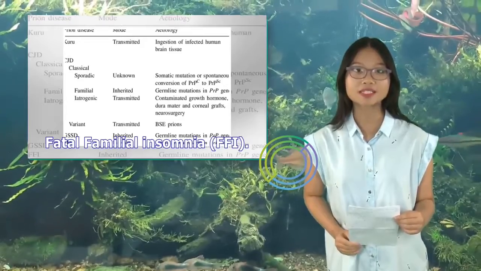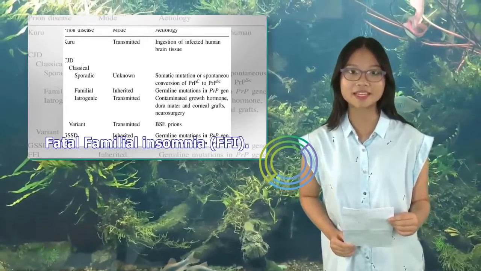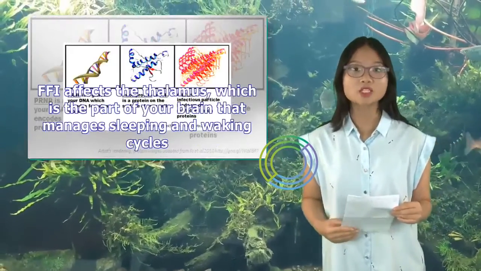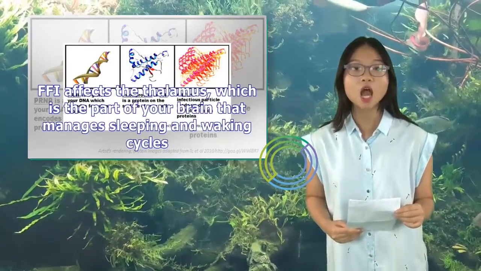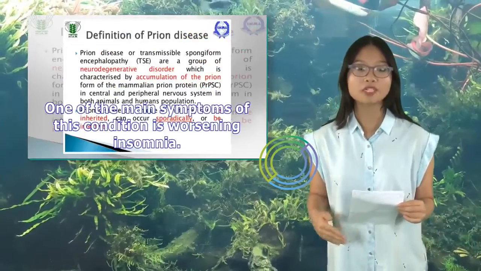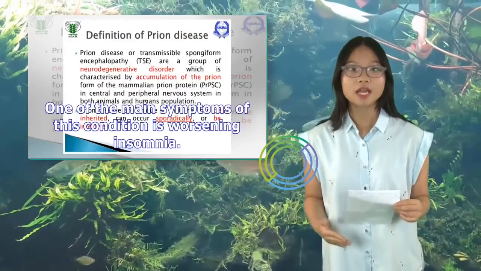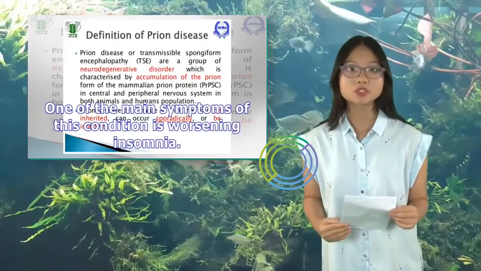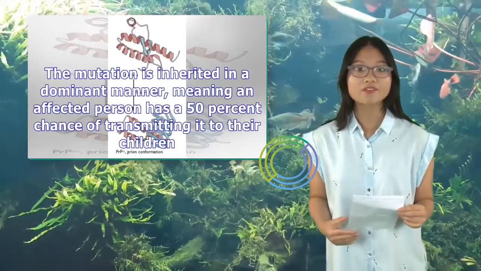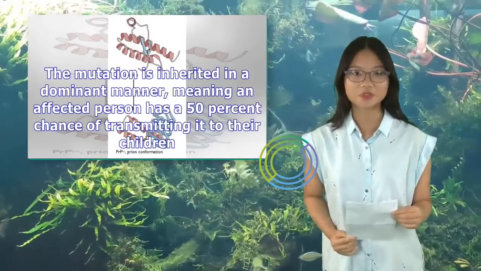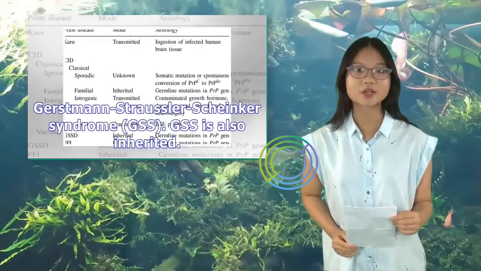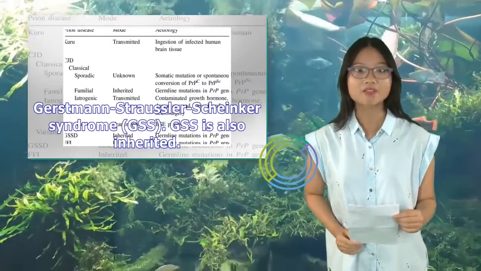Fatal familial insomnia, FFI. FFI affects the thalamus, which is the part of your brain that manages sleeping and waking cycles. One of the main symptoms of this condition is worsening insomnia. The mutation is inherited in a dominant manner, meaning an affected person has a 50% chance of transmitting it to their children.